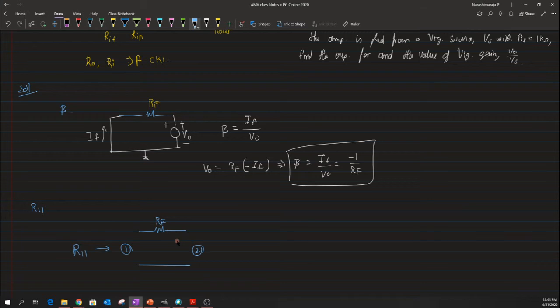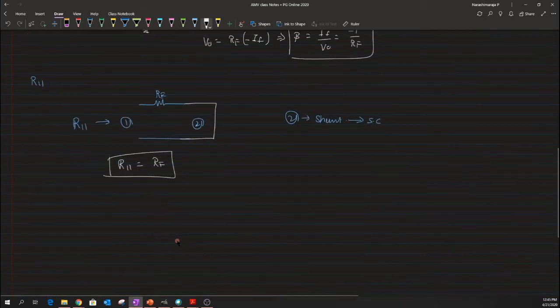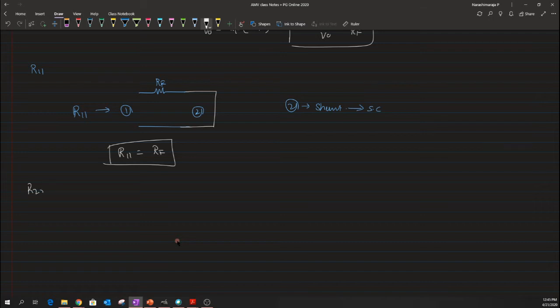Now, since we know that port 2 is making a shunt connection, the way to find the impedance across the other end, port 1, is by making this shunt act as a short circuit, right? So let me do that. I short circuit this shunt connection, and then I measure the value of R11. Clearly from here one could state that the value of R11 is equal to Rf. Now let us figure out the impedance value of R22.